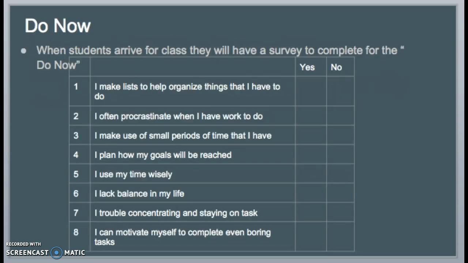For the student do now, when students arrive for class, they will have a survey to complete, and they have to check yes or no if they do those.